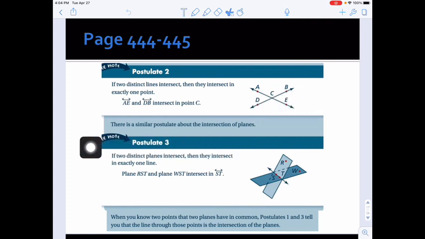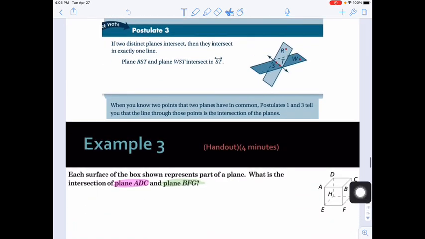There's a similar postulate about the intersection of planes. If 2 distinct planes intersect, then they intersect in exactly one line. Plane RST and plane WST intersect in line ST. Plane RST is the light plane and plane WST is the darker plane, and you can see the intersection occurs right here on this line ST. When you know 2 points that 2 planes have in common, postulates 1 and 3 tell you that the line through those points is the intersection of the planes.